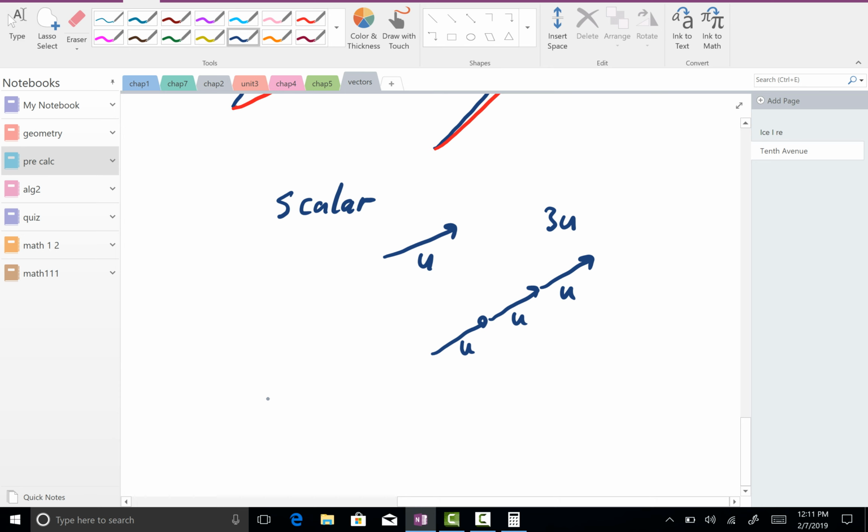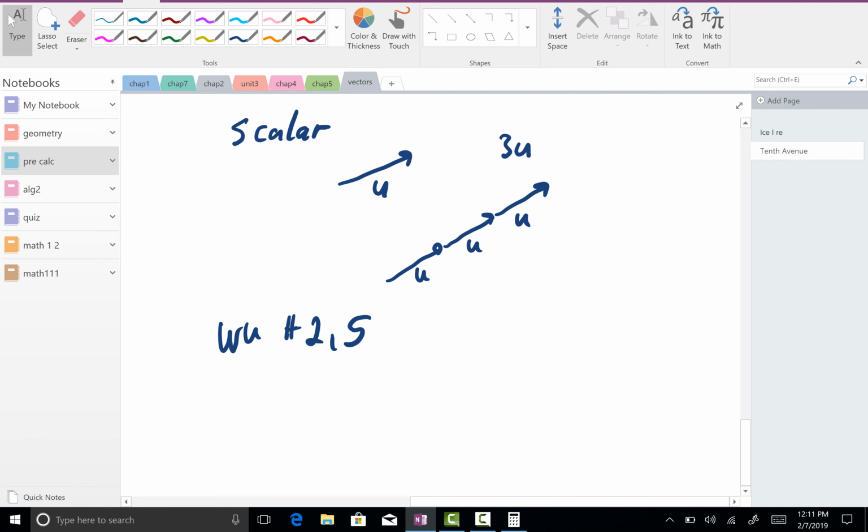Otherwise, you're going to do warm-up number 2 and number 5. Ms. Knudsen has the page number for that. And then 1.1 through 1.6. If you have any questions, the physics people are going to be really good at this stuff, so you've got to rely on them as far as how we're drawing those out. Otherwise, hopefully see you Monday, and have a good weekend.